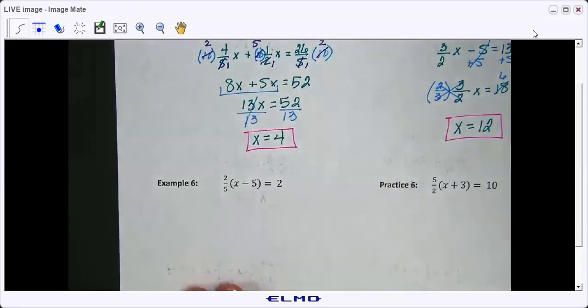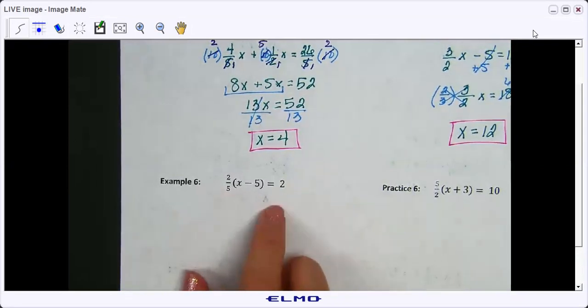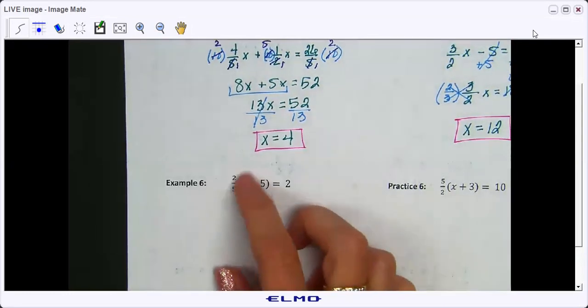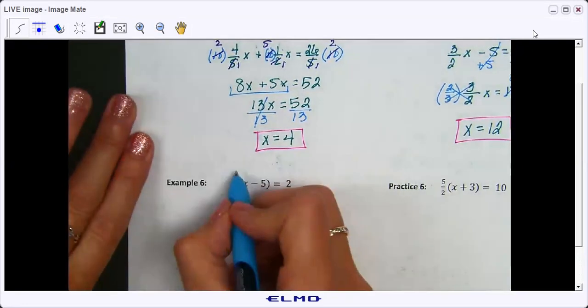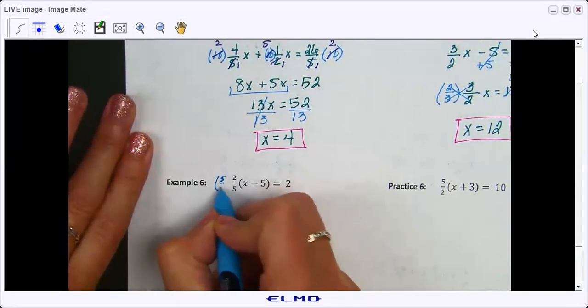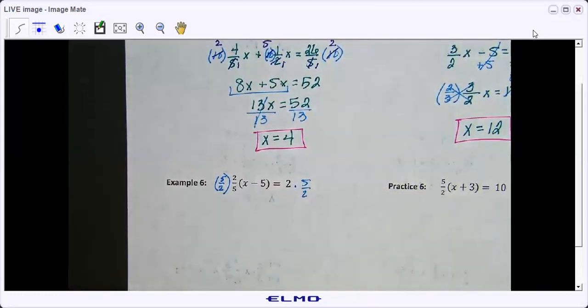There are 2 ways that you can do this. You can multiply by the reciprocal of 2/5 on both sides, then solve. Or you can distribute your 2/5. Has anyone started this? Okay, so I'm going to show you by clearing the fraction how to get rid of it, and then I'll show you without clearing the fraction. So 2/5, I'm going to multiply both sides by 5/2. Now, when you clear the fraction, you're only clearing the fraction portion of the left side. You're not doing anything with the x minus 5 yet.